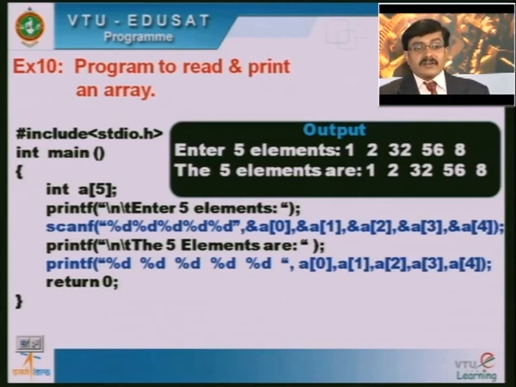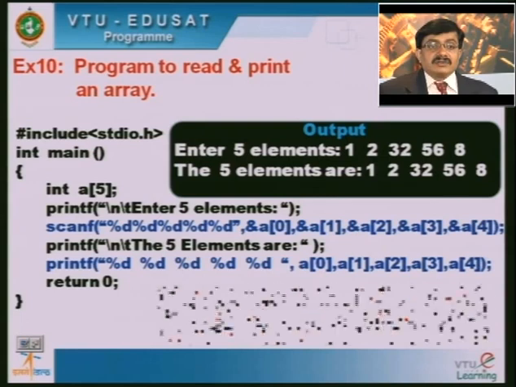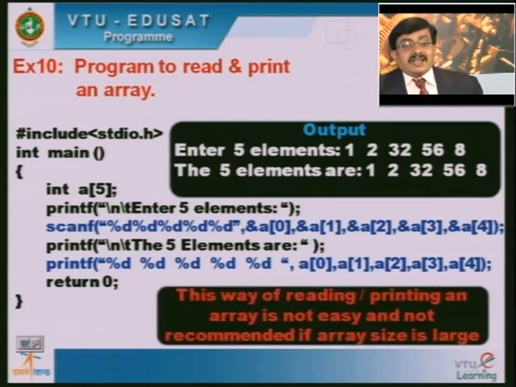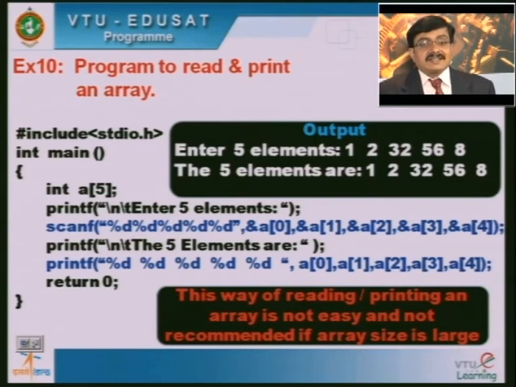So now if I have 500 elements, the way of programming here is that I must use 500 percentage d's and I have to specify the address of each of the 500 elements, that is from &a[0] to &a[499]. So this is not the right way of programming. This way of reading and printing an array is not easy and not recommended if the array size is large.